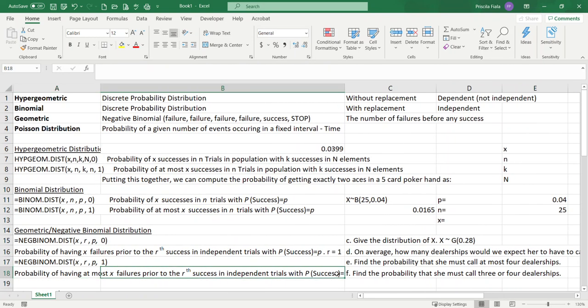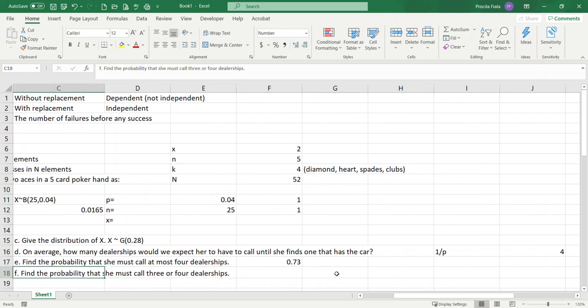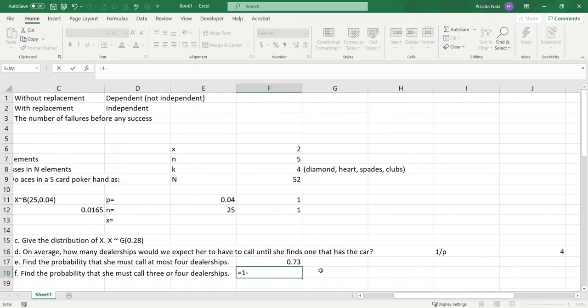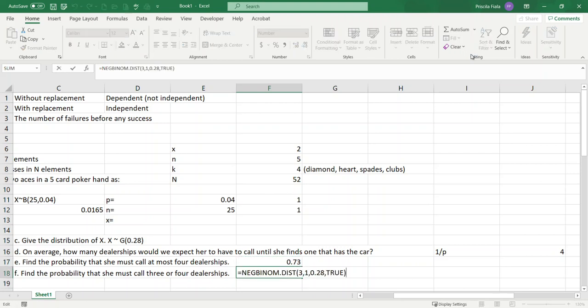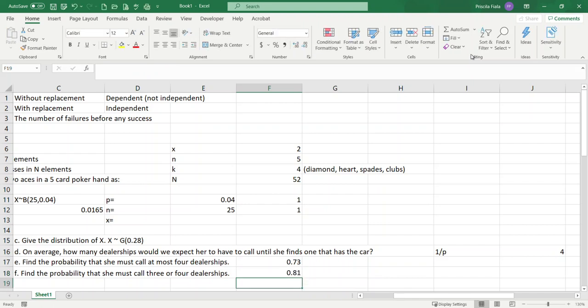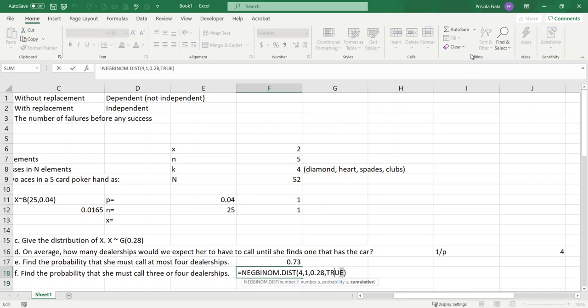so now find the probability that she must call 3 or 4. Well, you have determined right here that at most 4 is 73. So really all you have to do is 1 minus this value to get about, no, it's not. She must call 3 or 4. So 3 or 4, right? Let's copy this one right here. So four, and this is going to be false.